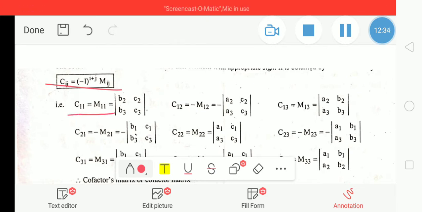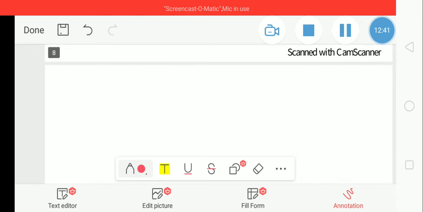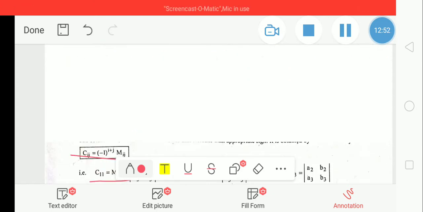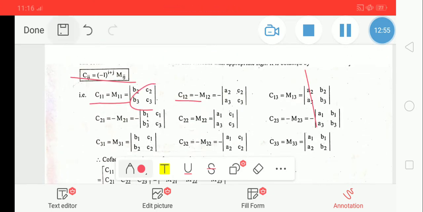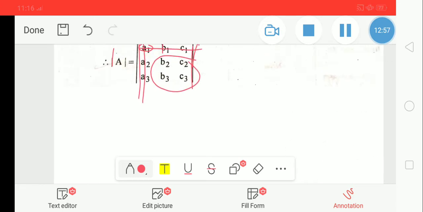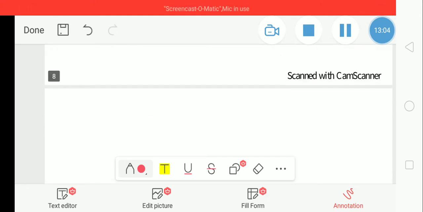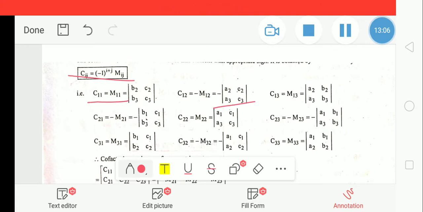C11 is equal to M11, which is B2 B3, C2 C3. We know how to write this. A11 means this one, so erase the first row and first column, and you get this one. And C12 means first row and second column, so we erase the first row and second column, leaving B1 B3 and C1 C3.